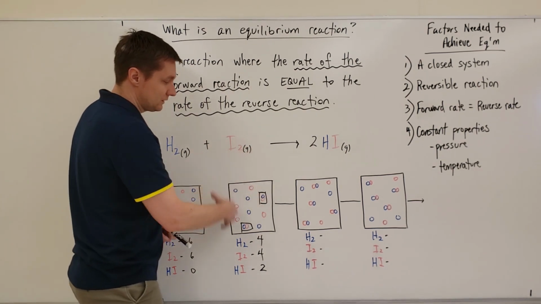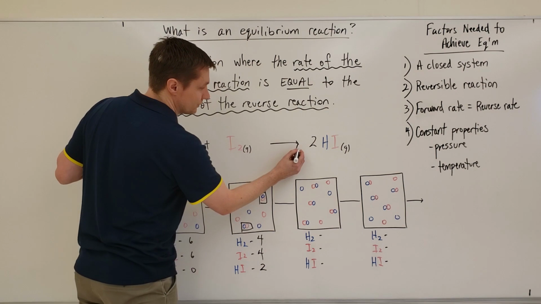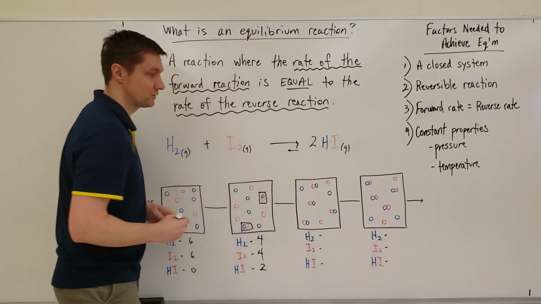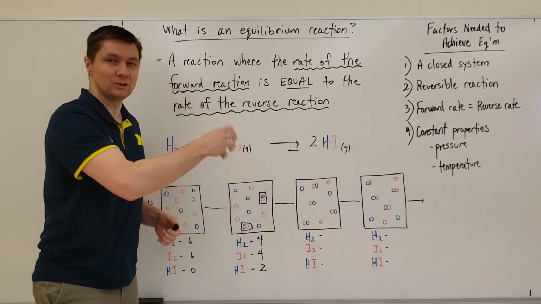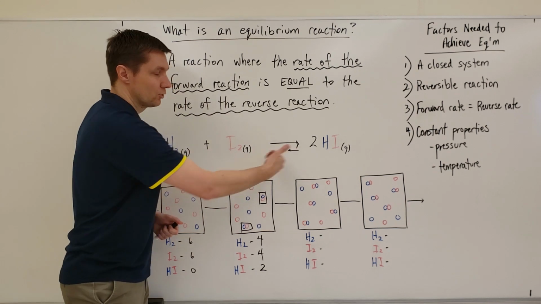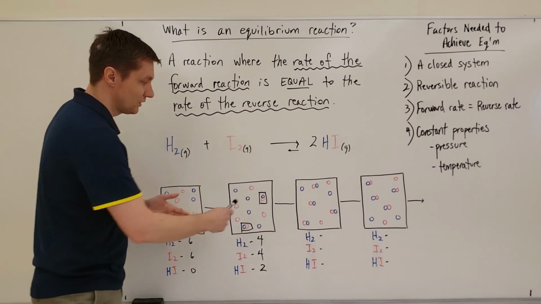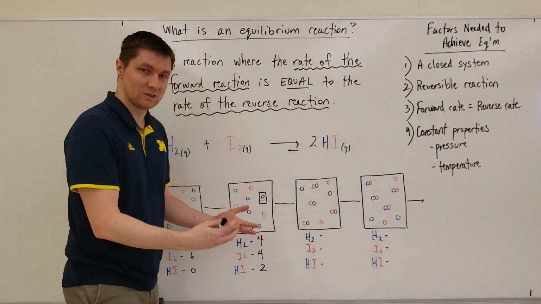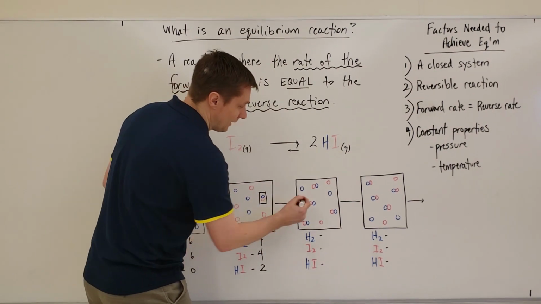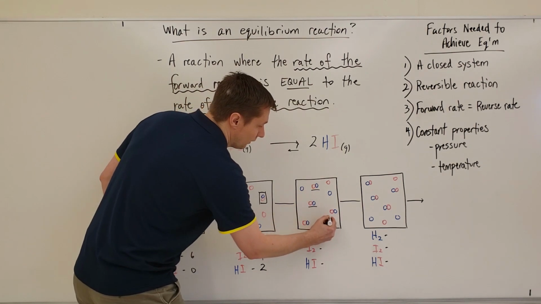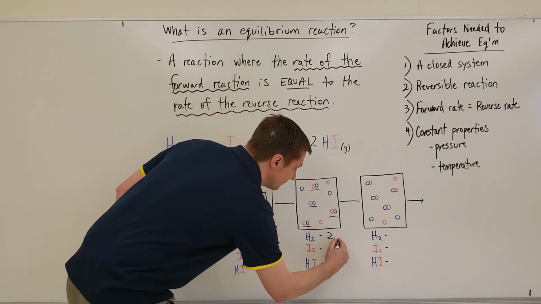Now, because in this container there are now hydrogen iodide molecules, the reverse reaction is going to start to go. But because there's only a few, the forward reaction is still going to be occurring at a faster rate than the reverse reaction. And so equilibrium has not yet been established. If I go to the next place in time, same container, but the reaction has had a little bit more time to progress, you can see that now I've got 4 hydrogen iodide molecules and just 2 hydrogens and 2 iodines.